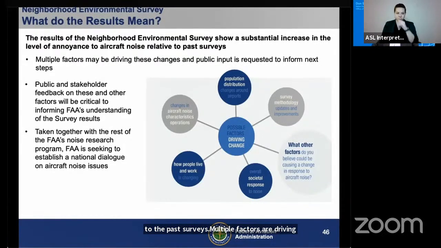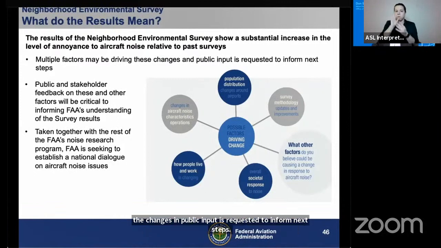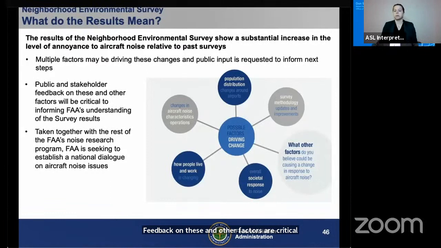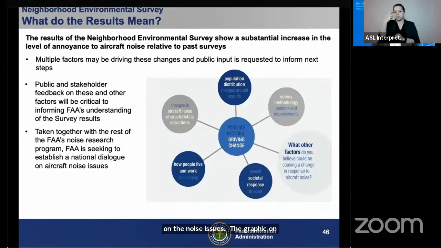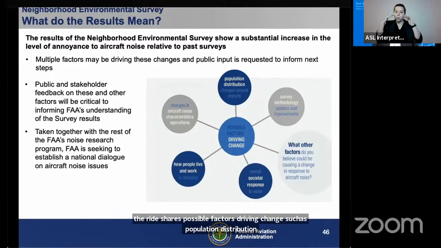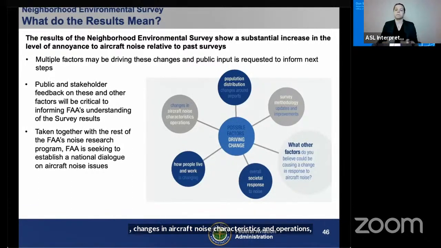Public and stakeholder feedback on these and other factors will be critical to inform FAA's understanding of the survey results. And taken together with the rest of FAA's noise research program, FAA is seeking to establish a national dialogue on aircraft noise issues. The graphic on the right shares some of the possible factors driving change, such as population distribution around airports, changes in aircraft noise characteristics and operations, how people live and work, and the overall societal response to noise, and also how the survey methodology updates and improvements compared to previous surveys may affect change in the results.